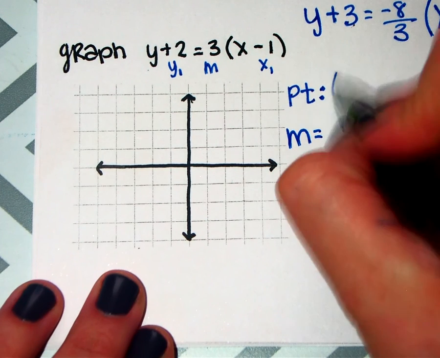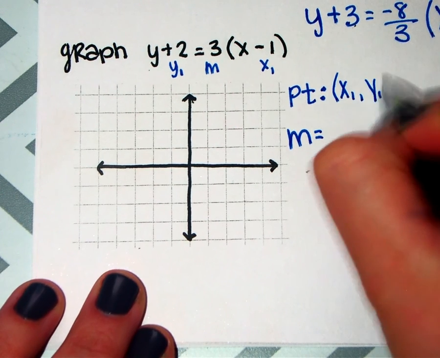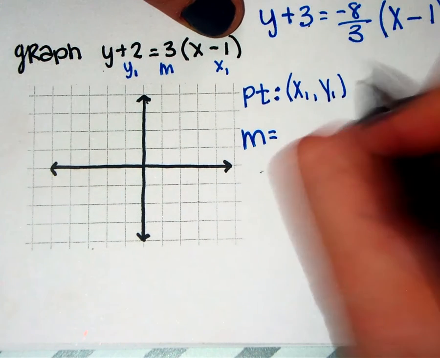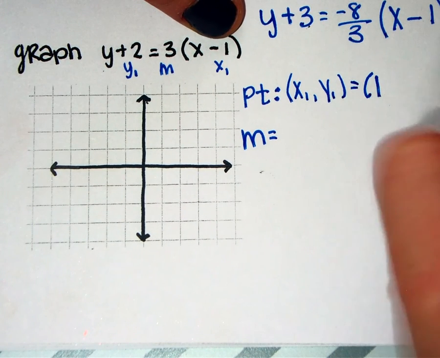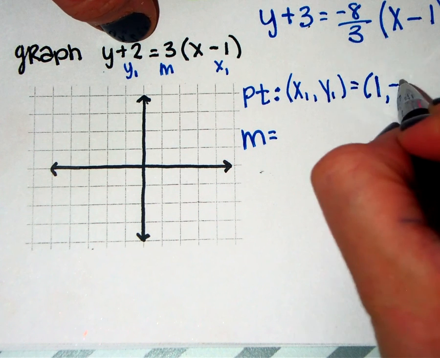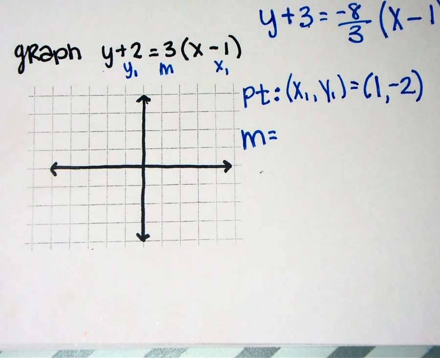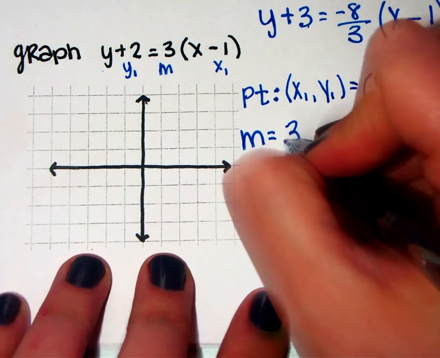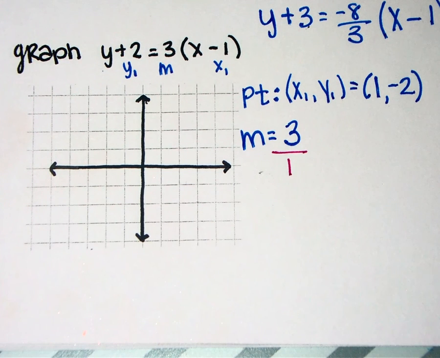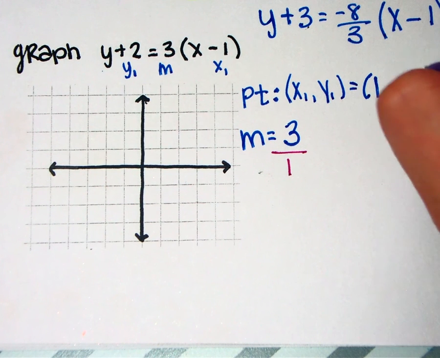Our point location is x1 comma y1. x1 is -1, but that really means it's +1. y1 looks like a +2. That really means it's -2. And then my slope is just my slope, 3. Technically, 3 is over 1, so when we're graphing, we want to make sure that we put the 3 over the 1. So the first thing that you have to do is plot your point.